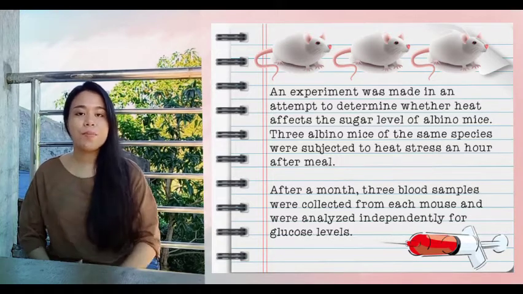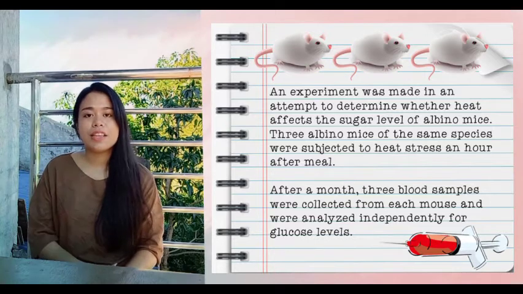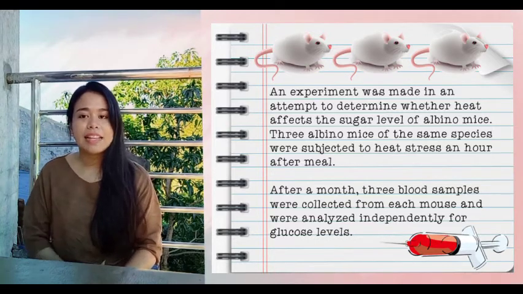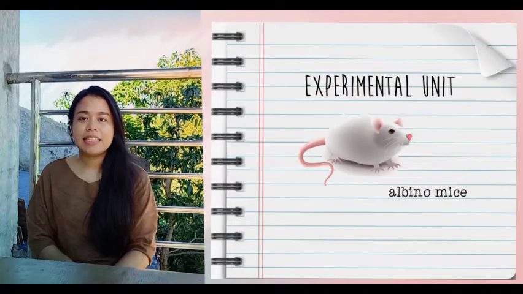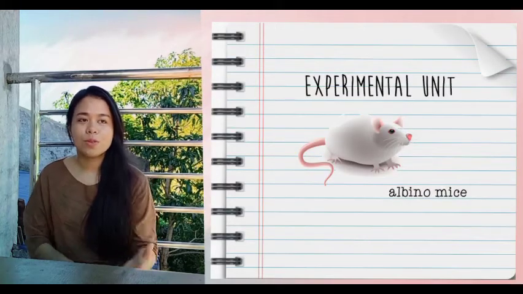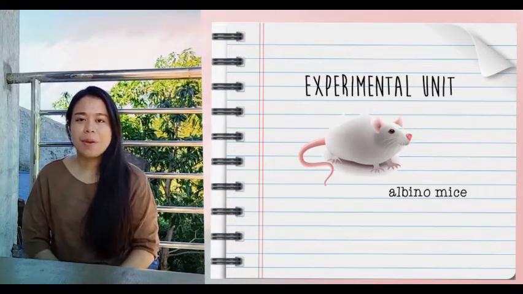After a month, 3 blood samples were collected from each mouse. Then, gina-examine sila, i-analyze for glucose levels. So, sa ato nga example, ato nga i-determine ang experimental unit ug ang sampling unit. The experimental unit in this experiment is the albino mouse. Daghan man sila, so albino mice. Sila ang experimental unit.